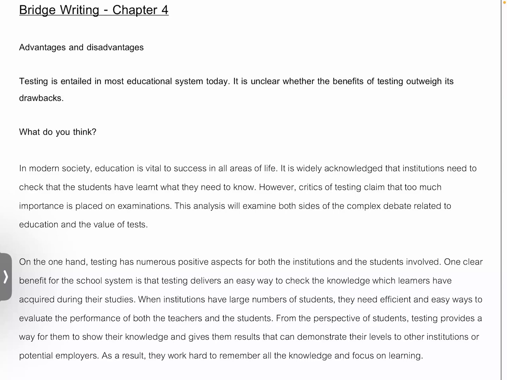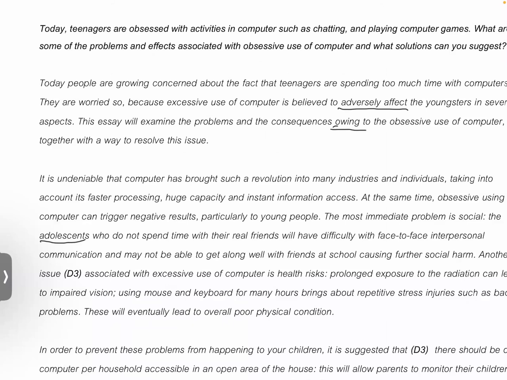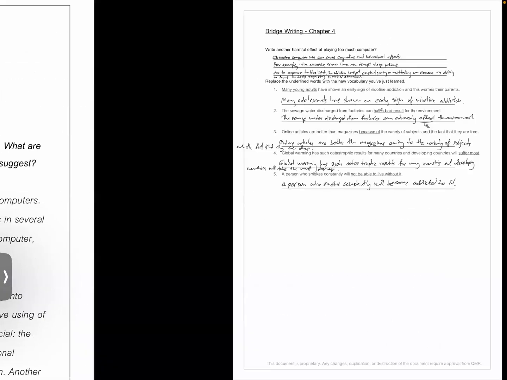Okay, so this is very similar to the previous example. If you take a look, it says this essay will examine problems and a way to resolve the issue. So it just gives you an announcement. It just gives you an outline of what it's going to do. There's no opinions given here.